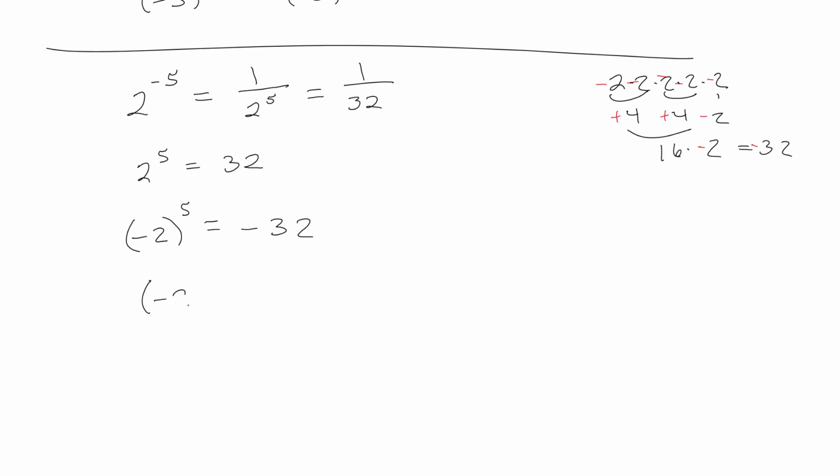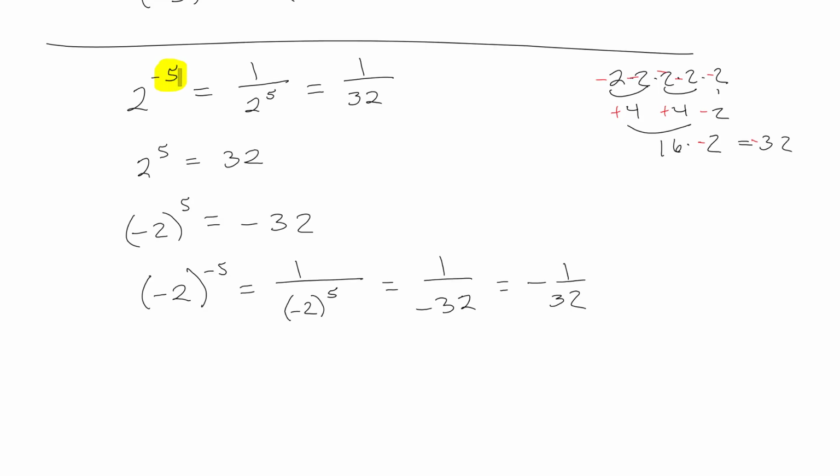But if I wanted to be super obnoxious, I could do negative 2 to the negative 5. That would be 1 over negative 2 to the 5th. And negative 2 to the 5th is negative 32. So basically negative 1 over 32. So those are the only things that they can do to mess with you. But again, what I'm trying to get you to see is that this negative sign here is totally different than this negative sign here, okay? So the negatives in the base and the negatives in the exponent have to be dealt with totally separately, okay?